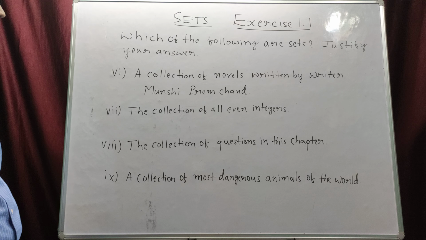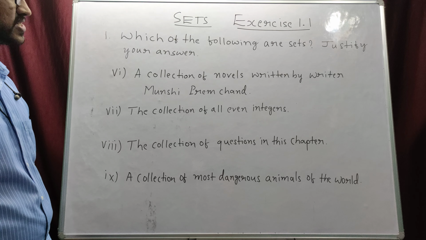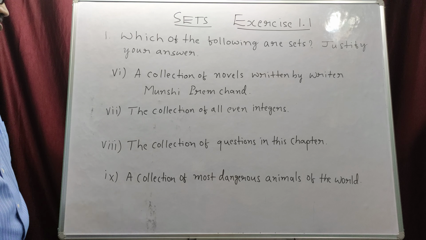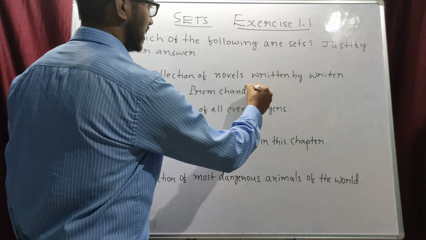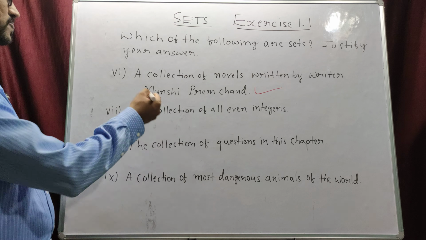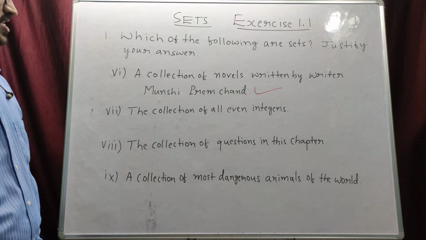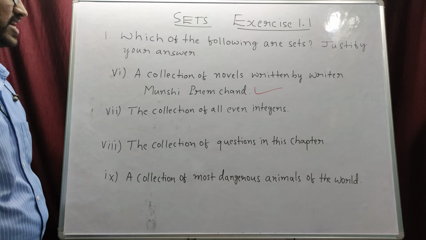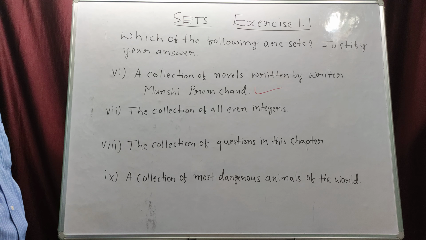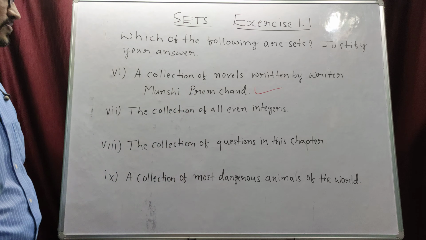Sixth one, a collection of novels written by writer Munshi Premchand. So this is also a set because we can list the novels written by Munshi Premchand. If you take any novel, we can identify whether it is written by Munshi Premchand or not. So it is a set.